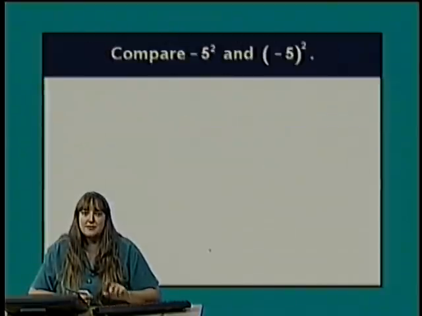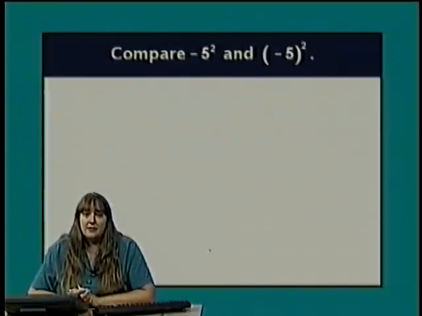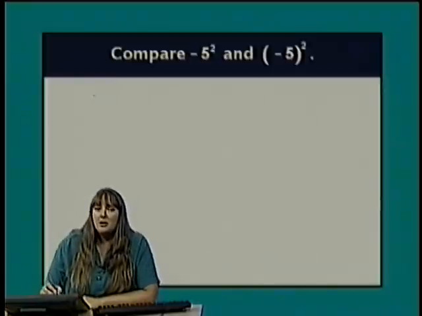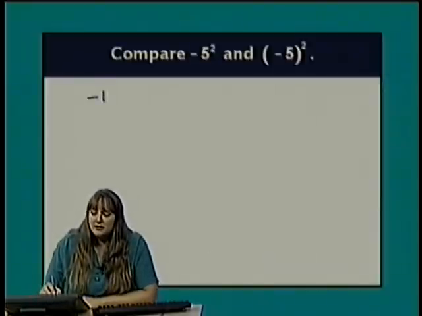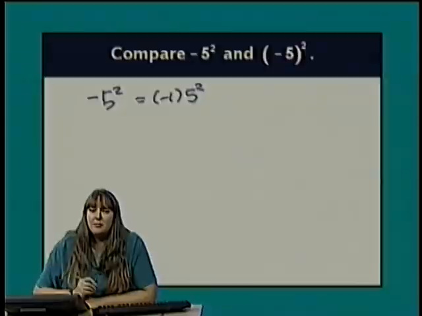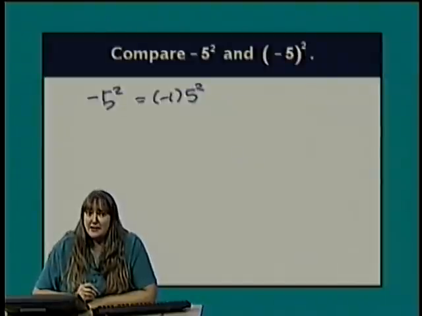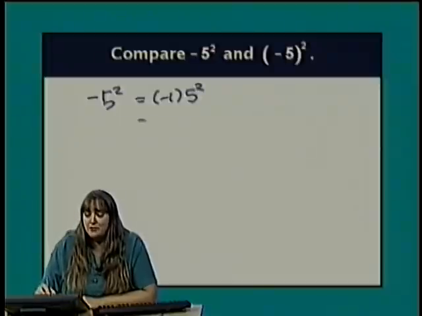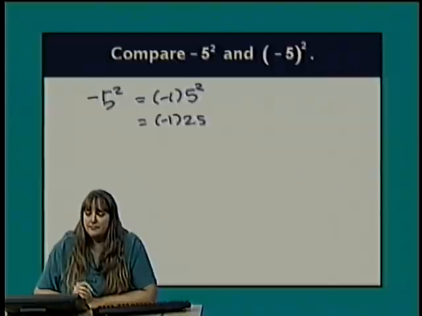Let's look at some examples of that. Let's compare the opposite of 5 squared and -5 squared, or -5 in parentheses squared. So we just said that the opposite of 5 squared is the same thing as -1 multiplied by 5 squared. We exponentiate before we multiply in the order of operations, so we take our 5 squared first, which is 25, and multiply that by -1. And we get -25.